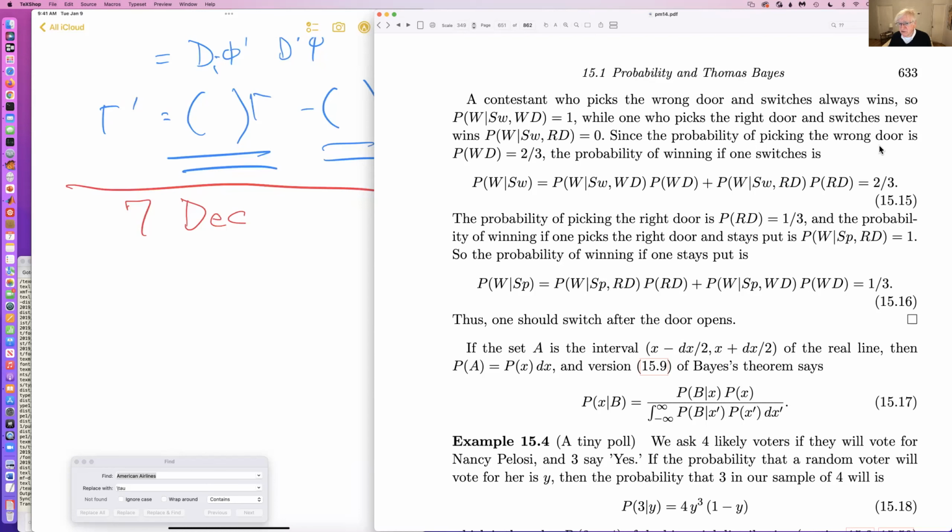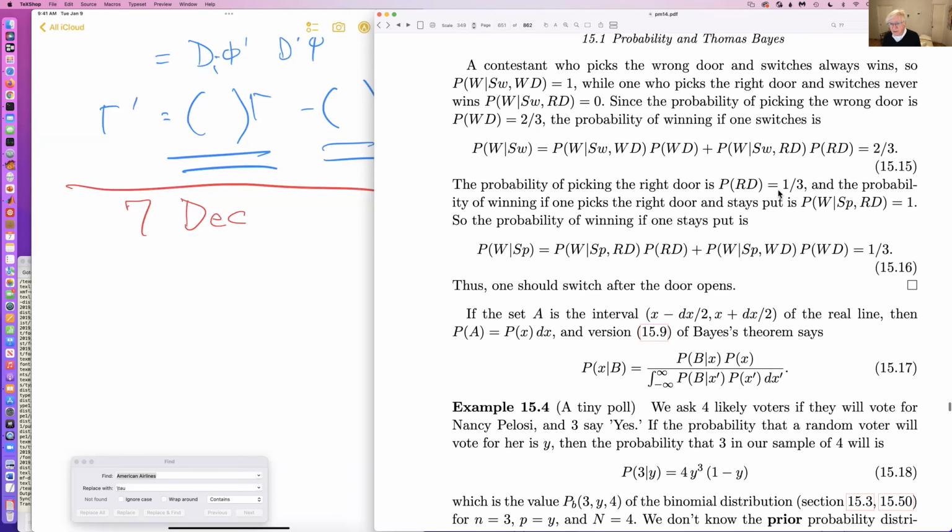Now the probability of picking the wrong door is 2/3. So the probability of winning given that you switch is the probability of the wrong door times the probability of winning given that you switch and pick the wrong door, plus the probability of winning given that you switch and pick the right door times the probability of the right door. Well, this thing is 0, this thing is 2/3, and this is 1. So this is 2/3. On the other hand, the probability of picking the right door is 1/3.